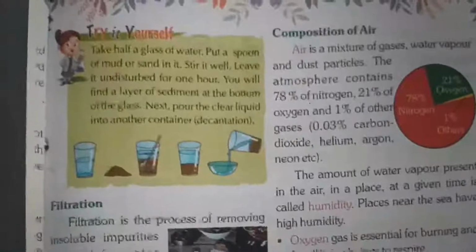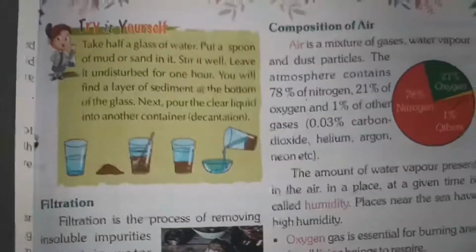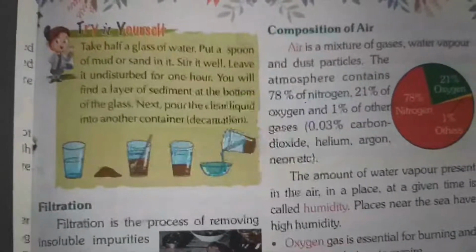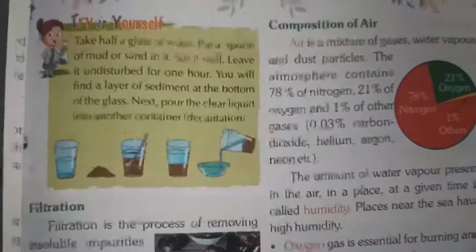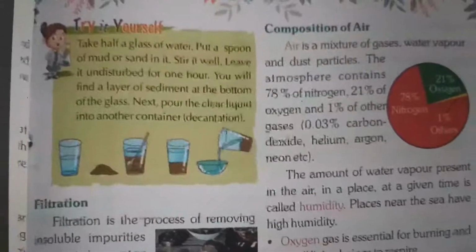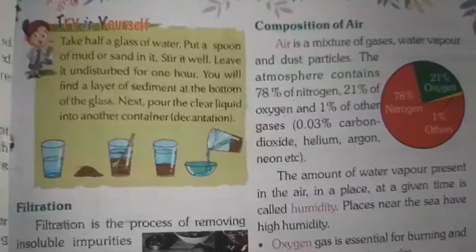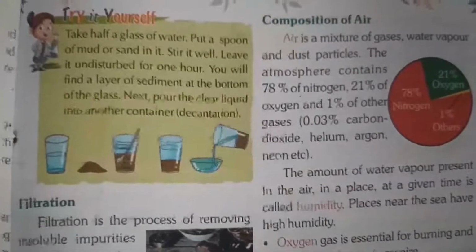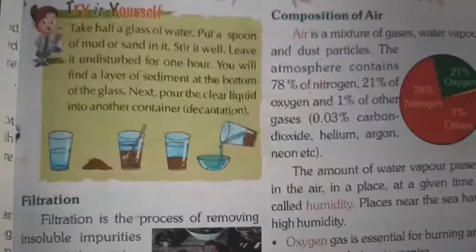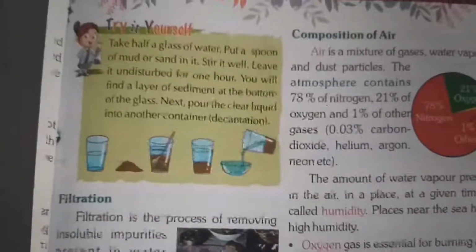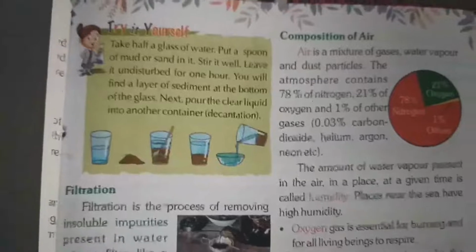Next there is try it yourself. Take half a glass of water, put a spoon of mud or sand in it, stir it well, and leave it undisturbed for 1 hour. You will find a layer of sediment at the bottom of the glass. Next pour the clear liquid into another container. This is called decantation.